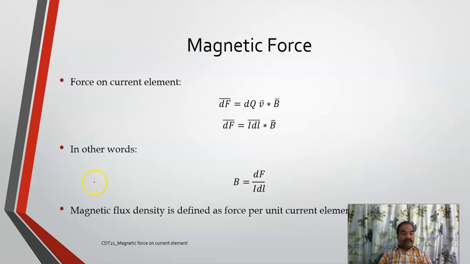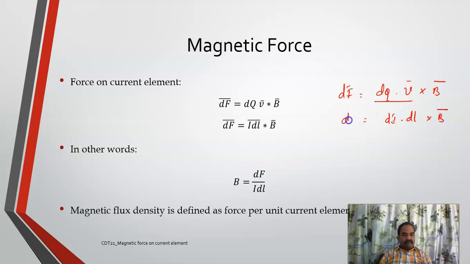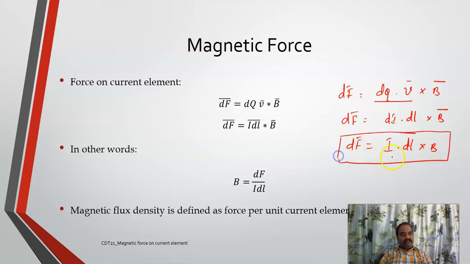Now we will come back to the magnetic force. We know that magnetic force is nothing but dF is equal to dq into v bar cross B bar. And we have seen in the previous slide that there is another representation of current element. So I am replacing it with di into dl. Or if I take the full current, I will write it as I dl cross B. This is the force on the current elements, which is given by dF is equal to I dl cross B.